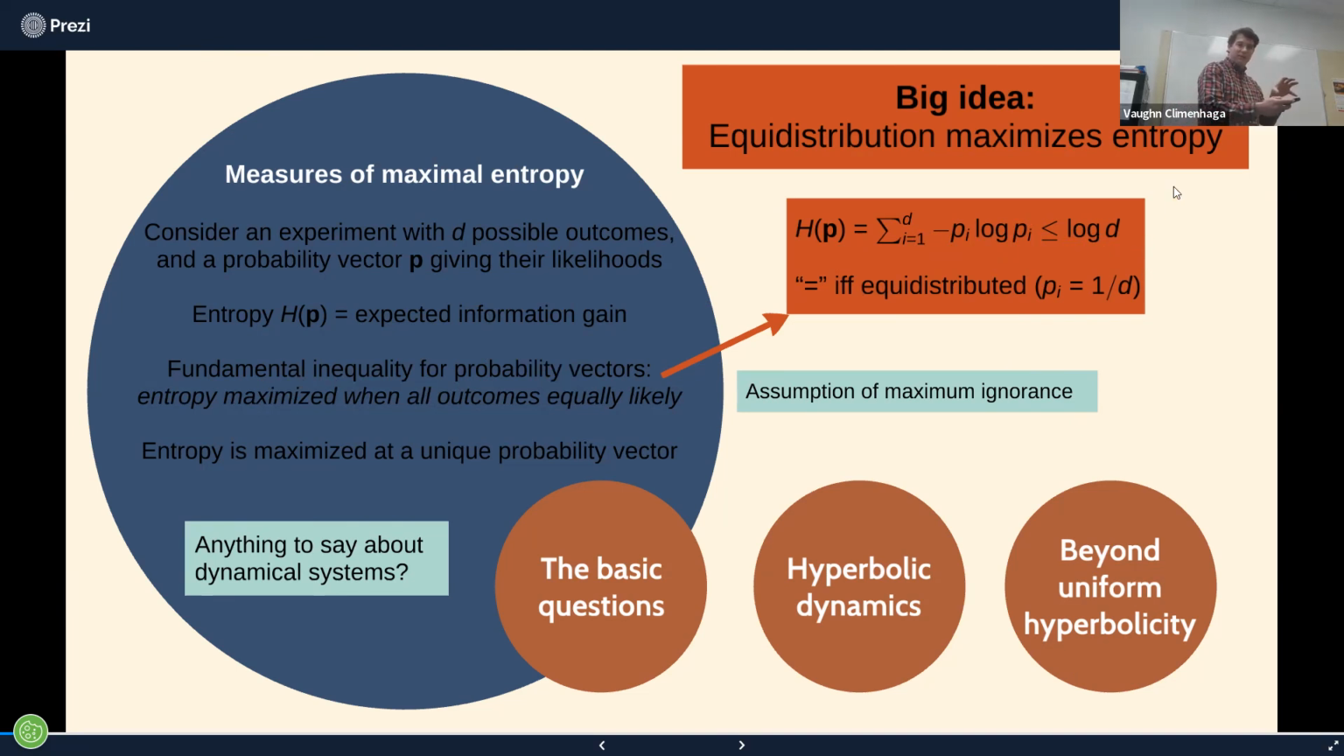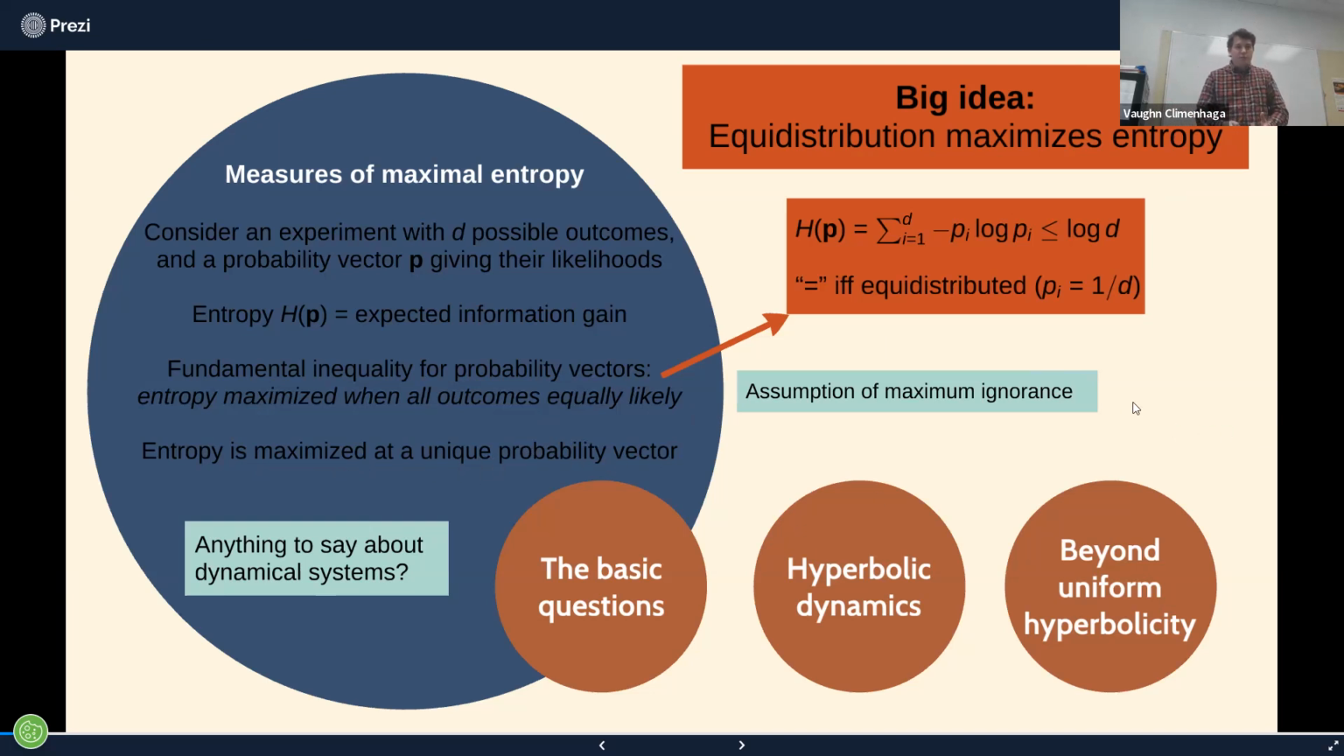That's the first half of the big idea. The second half of the big idea is that you get equality if and only if all of the outcomes are equally likely, so that you maximize the entropy exactly when all outcomes are equally likely and never any other time. In particular, if you look at all possible probability vectors and their corresponding entropies, there is a unique probability vector that maximizes the entropy.